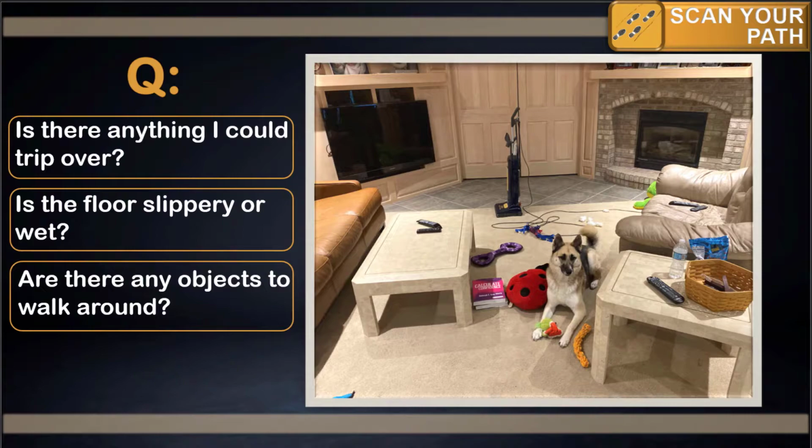The next question is, is the floor slippery or wet, like in the kitchen? This could be when you got some water on the floor while you were filling up your cup, or in the bathroom, it could be after taking a shower. And the next question is, are there any objects that I need to walk around? This could be something like furniture.